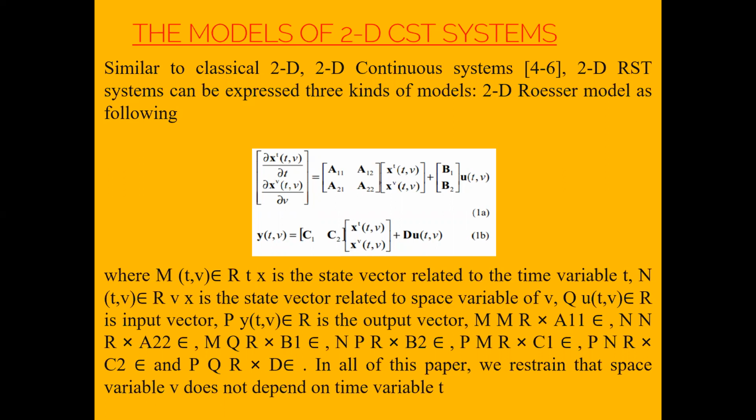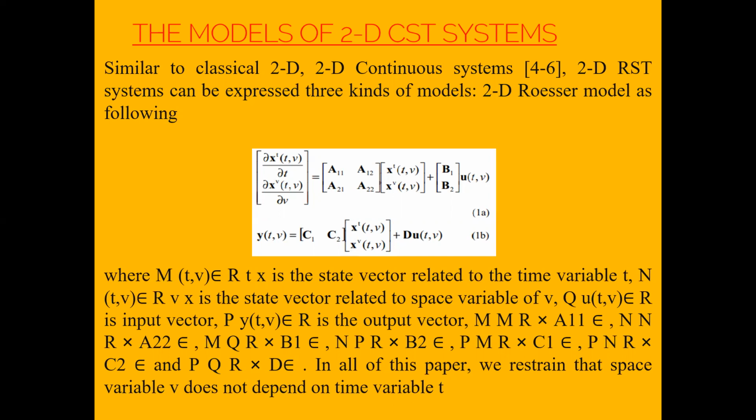Dou of x to the power t of t comma v by dou t in the matrix and dou of x to the power v of t comma v by dou v. Here, matrix can be written as x to the power t of t comma v, x to the power v of t comma v plus u of t comma v, and y of t comma v is equal to c, x to the power t of t comma v and x to the power v of t comma v plus du of t comma v.